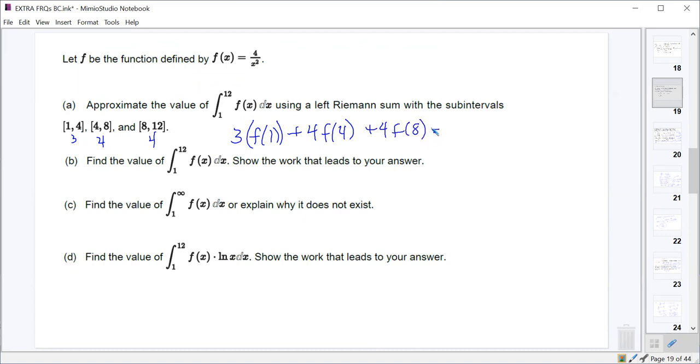And so f of 1 looks like it's 4, so that's 12. F of 4 looks like it's a fourth, so 4 times a fourth is 1. And f of 8 is 4 over 64, that's a 1/16. Times the 4 should be 4/16 or 1/4. So we've got 13 1/4 there as our answer, which, what is that? 13 times 4 is 52. So that would be 53/4. Any issues there with part A?